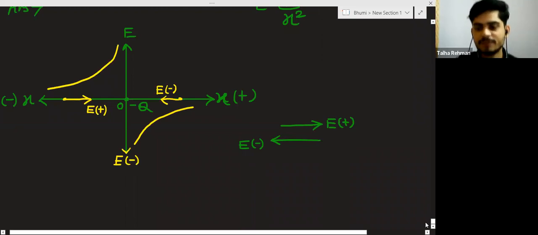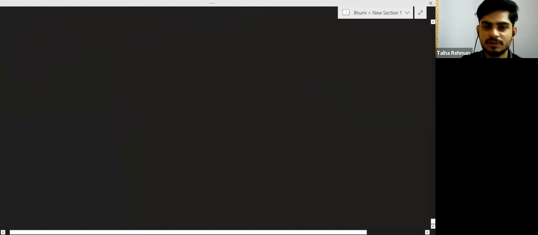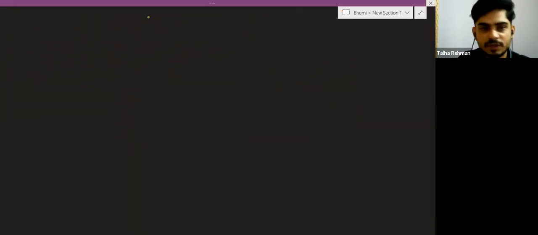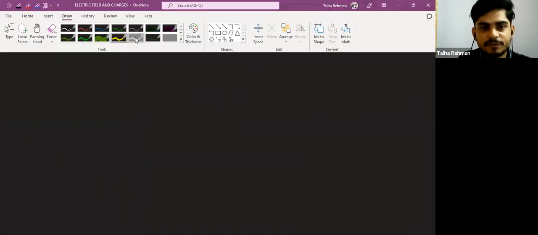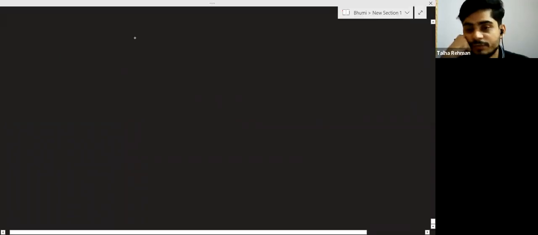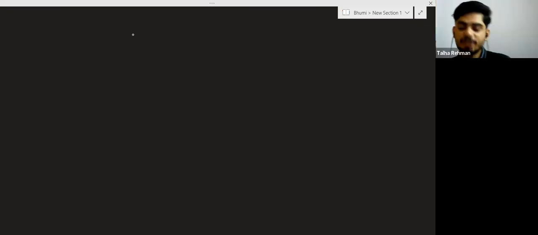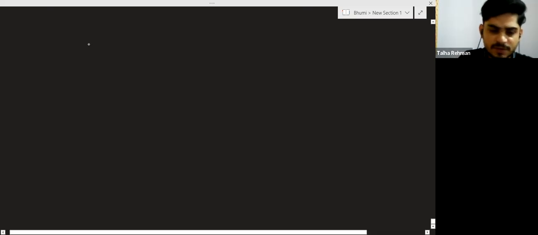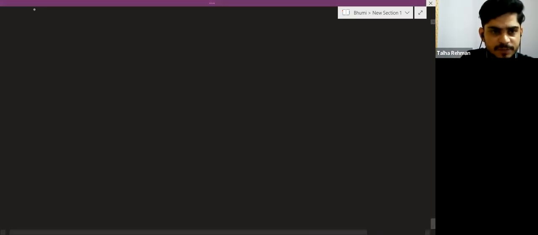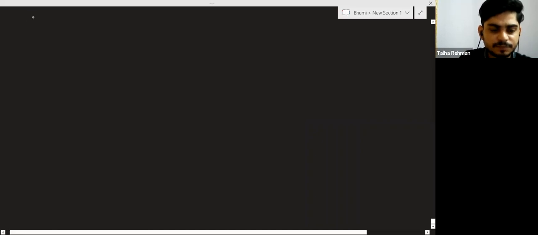Now we have once again superposition principle. Earlier we have studied the superposition principle for the electric force. Now we will study the superposition principle for the electric field. So I have earlier also told you superposition principle is just simply the vector addition. So for the superposition principle, I am writing the heading.